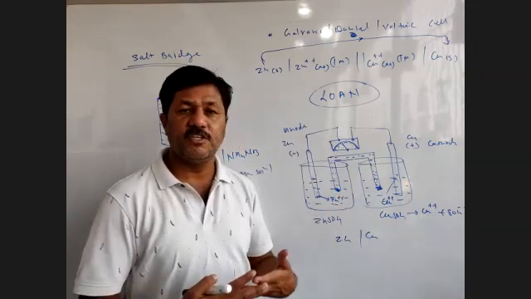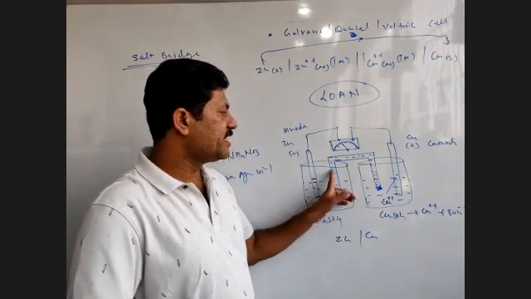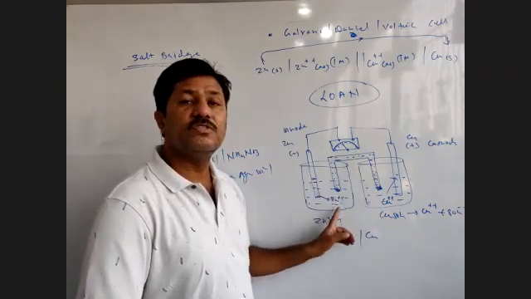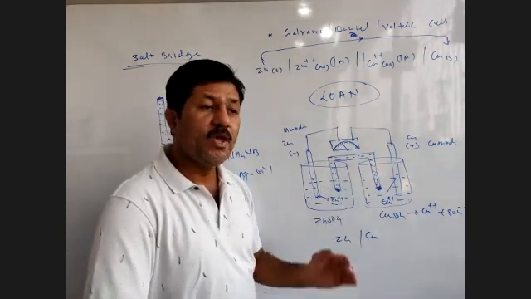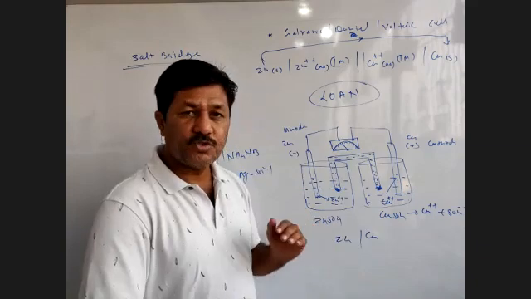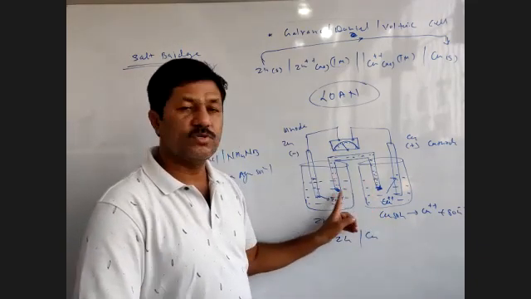That means the salt bridge avoids the potential junction. And ions can freely move through this salt bridge. While putting the salt bridge, care has to be taken. Both ends must dip into the solutions.